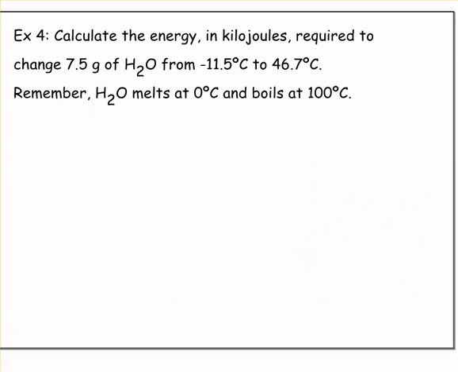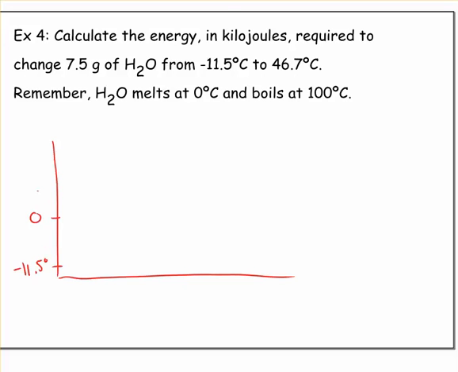Calculate the energy in kilojoules required to change 7.5 grams of water from minus 11.5 degrees Celsius to 46.7 degrees Celsius. Remember again where H2O boils and melts. I'm going to set up the heating curve for you. We're starting off at minus 11.5 Celsius.